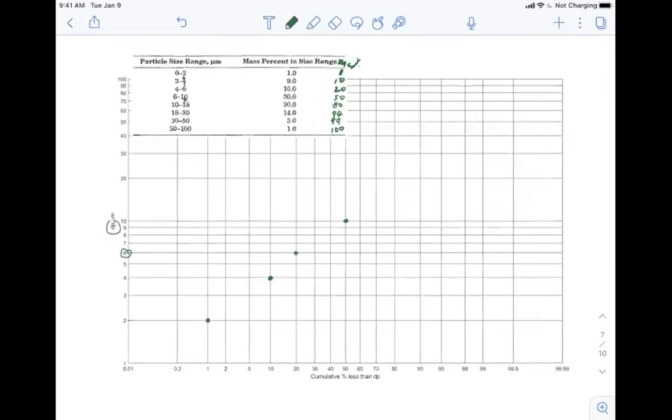18 microns, that's 80%. 18 is somewhere here, and 80% is here. And then 30 microns is 94%, that's somewhere here. And then 50 microns, that's 99%. For 100%, there's no way to plot that out, so we'll just forget about it. Okay, so is that a straight line? Well, it looks pretty straight.